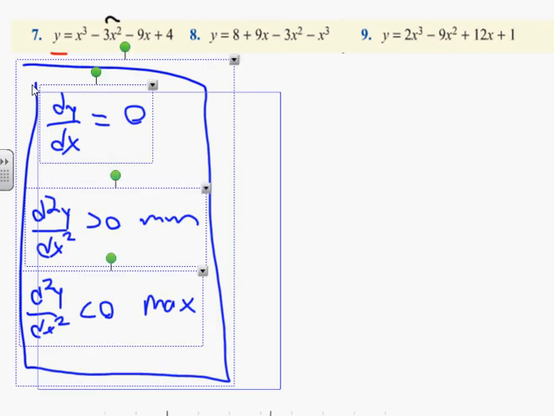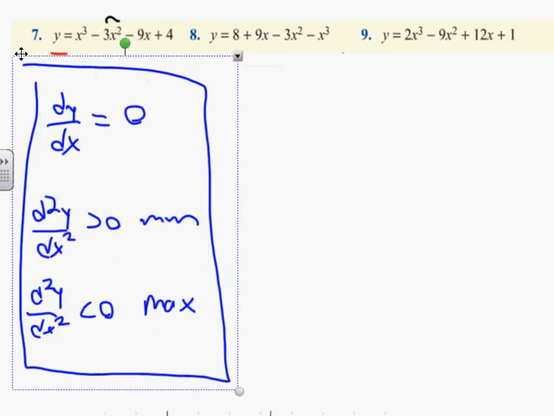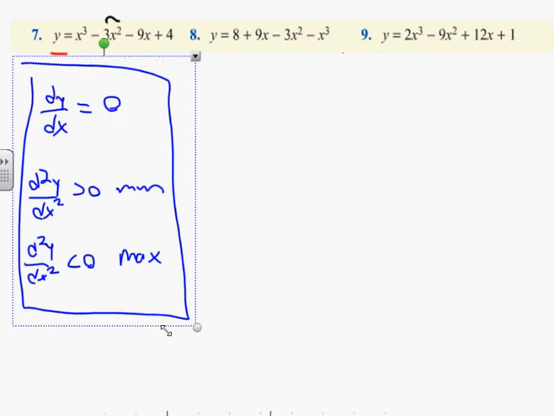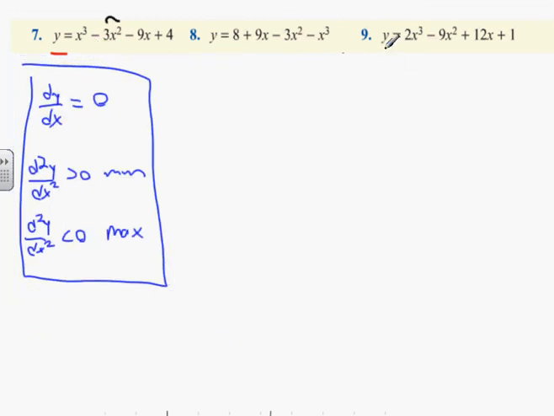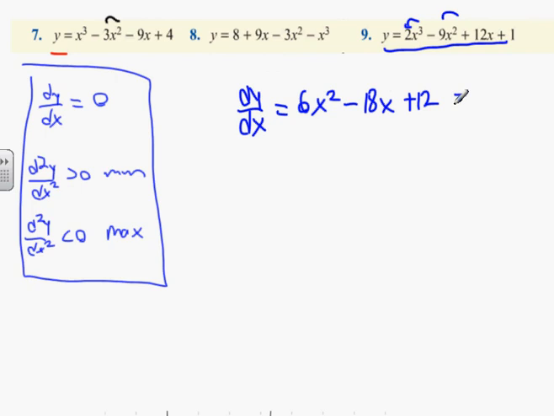Okay? So what's step 1, Sean? Step 1 now. What does dy/dx mean? Differentiate. So differentiate question 9. And what do you get? dy/dx equals 3 by 2, sorry, 6x squared. 2 by minus 9, minus 18x. Differentiate 12x, plus 12, equal to 0.